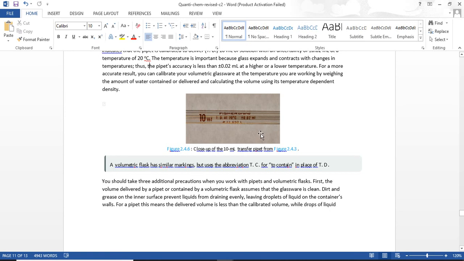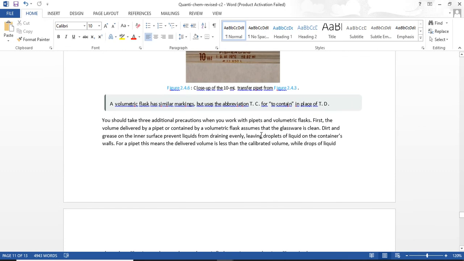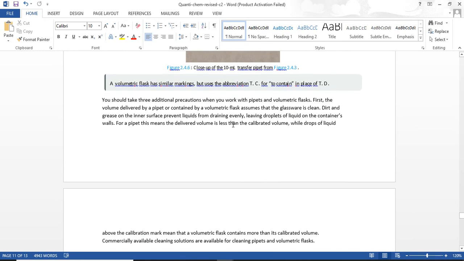You have here an example of your transfer pipette. Okay, this is 10 ml. Yeah, transfer pipette or more transfer pipette, measuring pipette. The volumetric flask has a similar marking but uses the abbreviation TC.